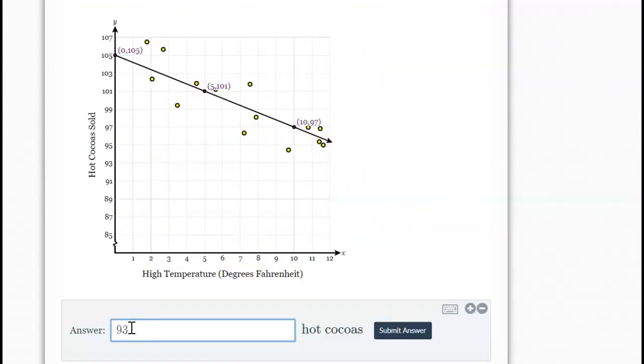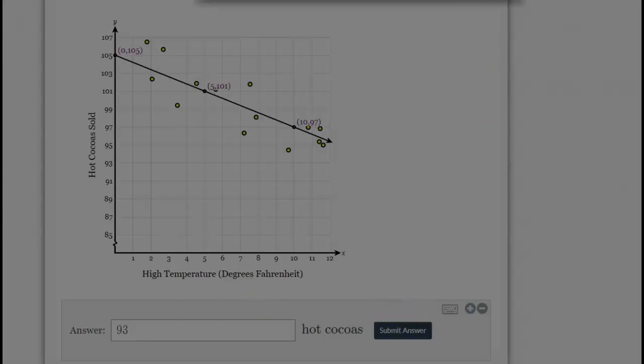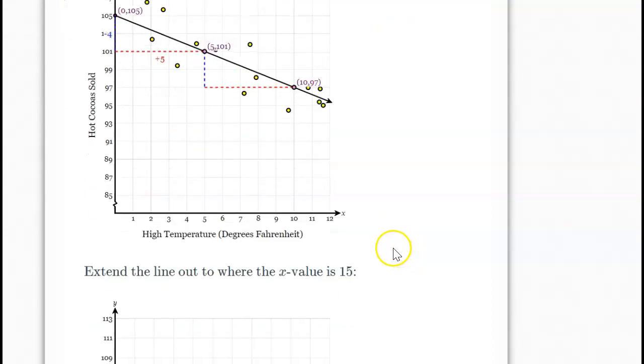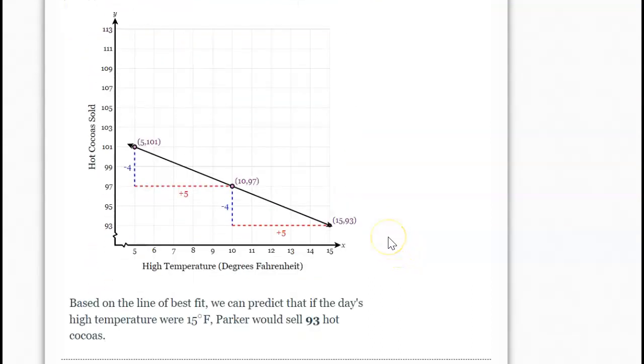Down, and then you submit your answer. As always, make sure you read your feedback, and then they also show you using the rise and the run as well, and the detailed explanation, okay?